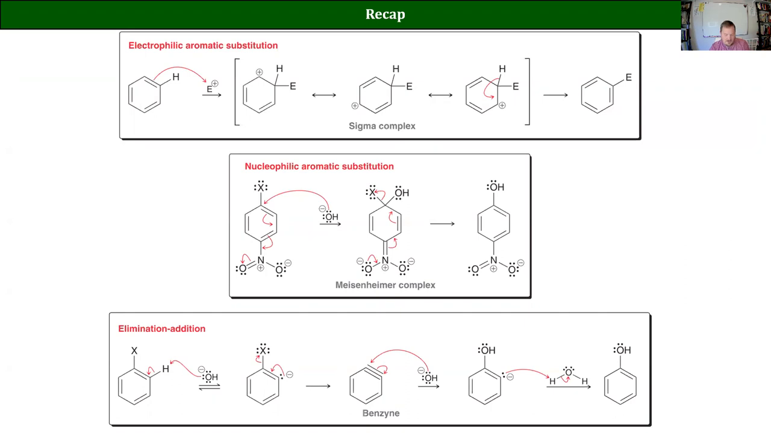And then our last reaction was the elimination addition. And that one was not as stereospecific because we made that benzyne intermediate. That benzyne intermediate has two different sides of the alkyne bond, which means you could wind up with potentially two different stereoisomers.